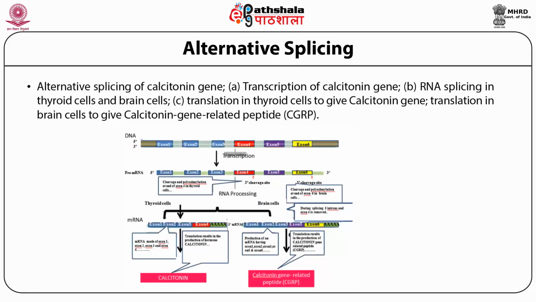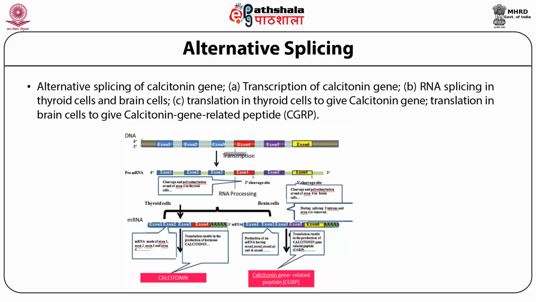Alternative splicing of the calcitonin gene. A mammalian calcitonin gene exhibits both alternative splicing as well as multiple 3' site cleavage. The gene which codes for calcitonin has 6 exons and 5 introns. There are 2 possible cleavage sites present in the pre-mRNA, one after the 4th exon and second after the 6th exon.